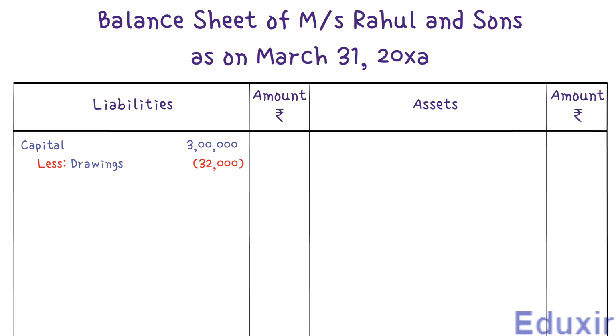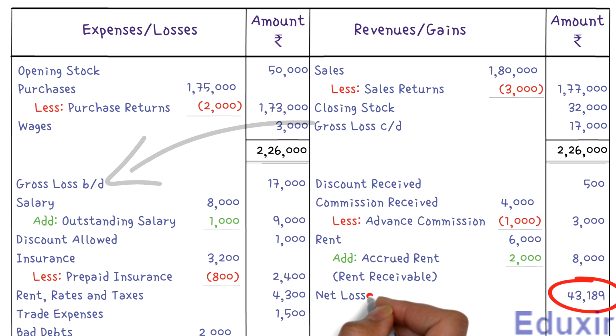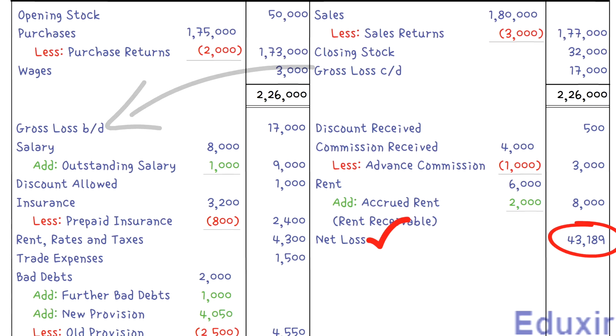Now, along with the drawings, one more item that we should consider is the net profit or net loss. If there is a net profit, it should be added to the capital. If there is a net loss, it should be subtracted from the capital. We have seen from the profit and loss account that the business has incurred a net loss worth 43,189 rupees. This net loss will reduce the capital.